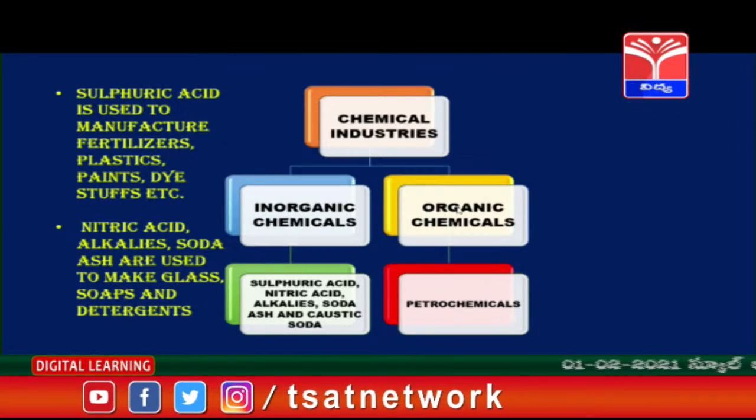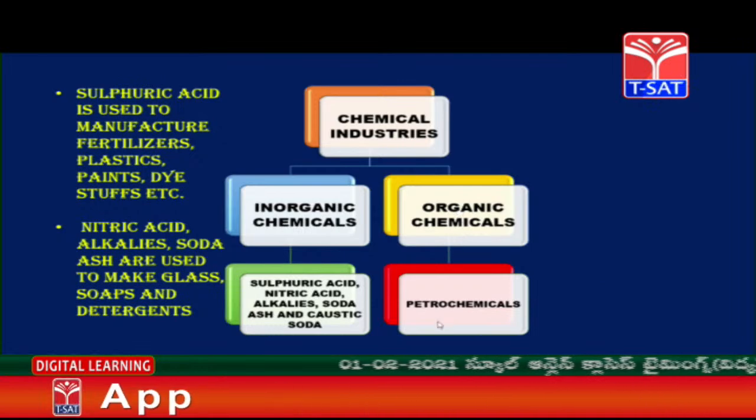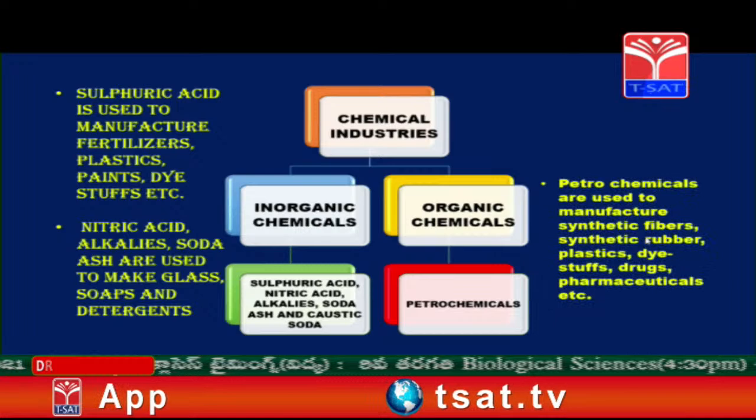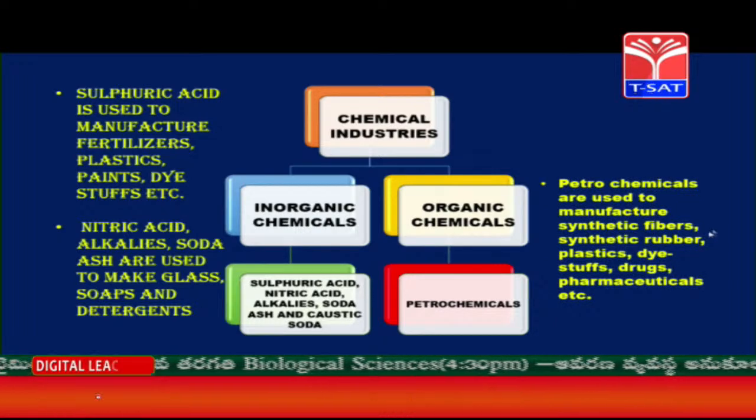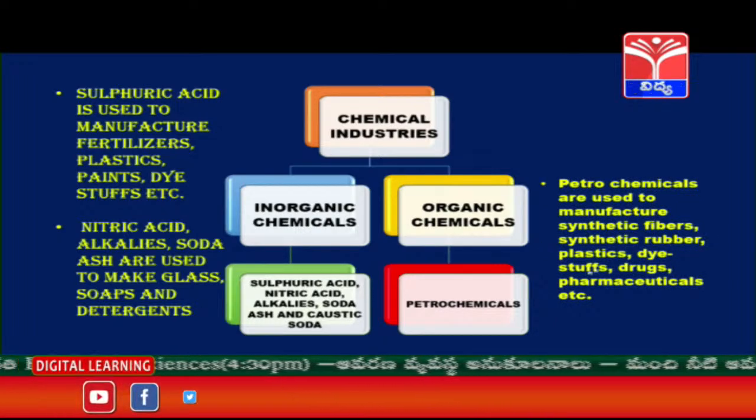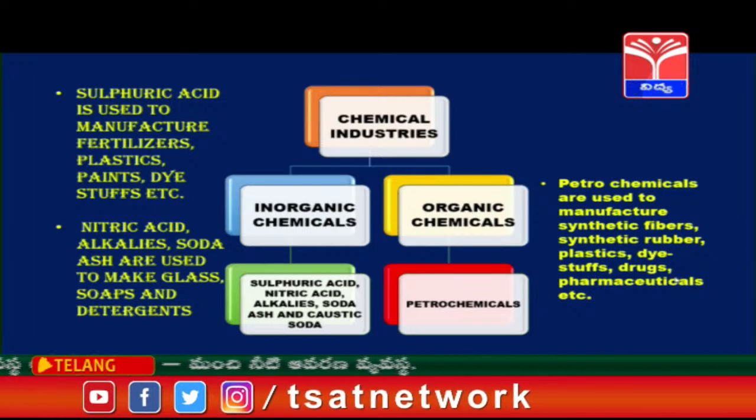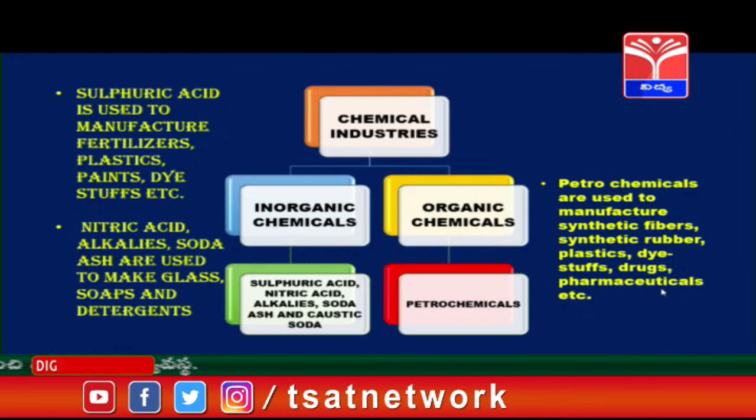Then organic chemicals. Organic chemicals are petrochemicals. Petrochemicals are used to manufacture synthetic fibers, synthetic rubber, dyestuffs, plastics, drugs, that is medicines and pharmaceuticals, etc.